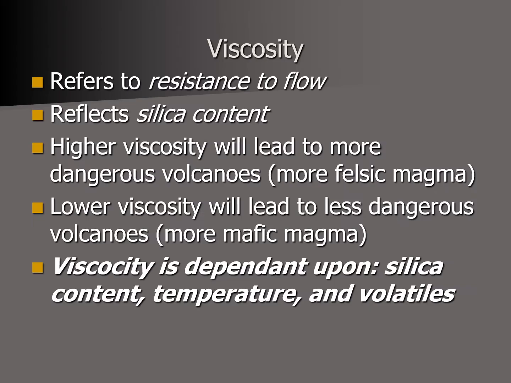Okay, viscosity. Really, every bullet here is important. So we have discussed viscosity before. We talked about it back when we did our unit on igneous rocks. What does it refer to? Resistance to flow. What does it reflect? Silica content. So higher viscosity, higher silica content is going to give you more felsic magma and give you dangerous volcanoes like your stratovolcanoes. Lower viscosity associated with a lower silica content will give you more mafic magma and will give you, say, effusive eruptions and build shield volcanoes.